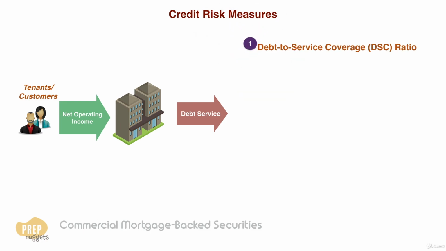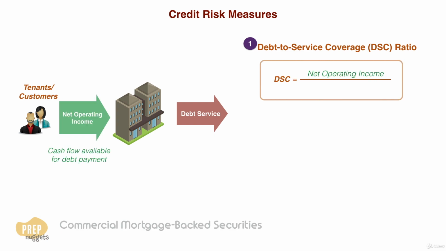The first is the debt-to-service coverage ratio, or DSC. DSC is a basic cash flow coverage ratio of the amount of cash flow from the property available to make debt service payments, known as the net operating income, compared to the required debt service cost. The net operating income is defined as the rental income, reduced by cash operating expenses.